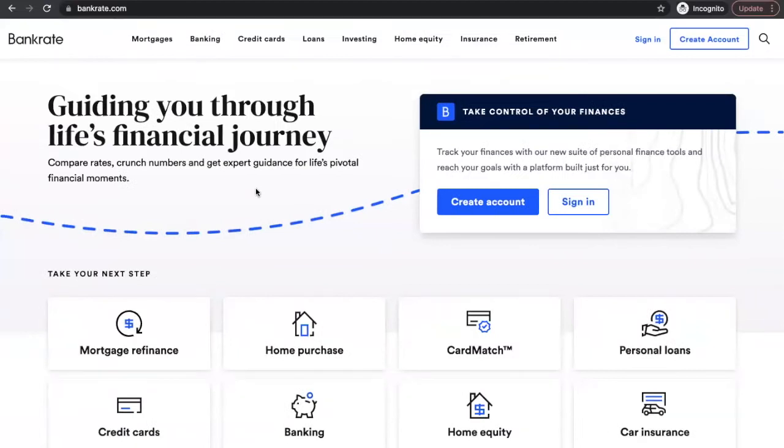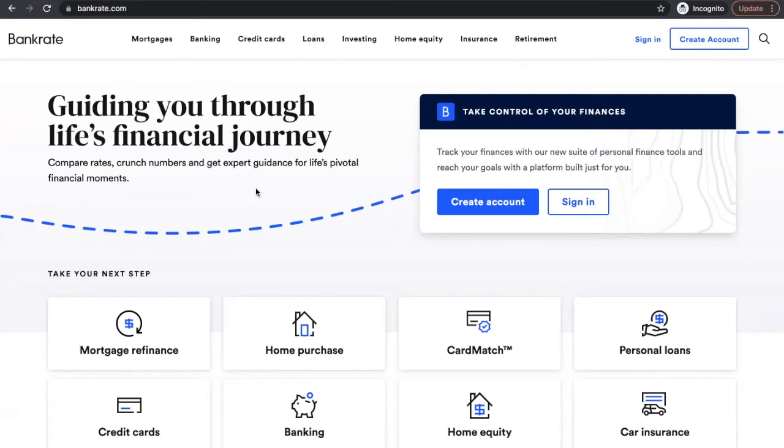We're going to take a look at the Bankrate platform. This is for mortgage companies that are looking to participate on Bankrate. What is the experience like as a customer of Bankrate looking to acquire mortgage leads?